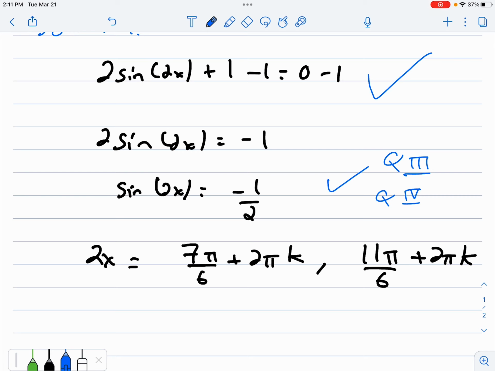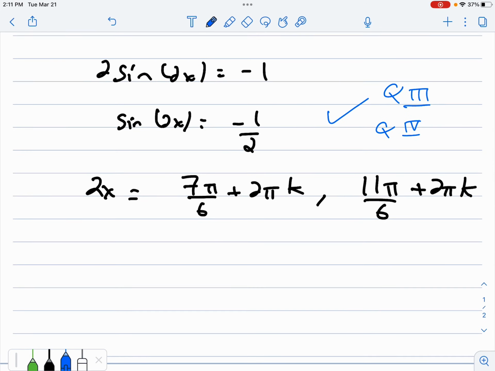and 11 pi over 6 plus 2 pi k on both, because that represents all the solutions of all the equations, okay? And that's what the argument, the inside 2x, has to equal, okay? So we will now divide everything by 2 here to isolate x.